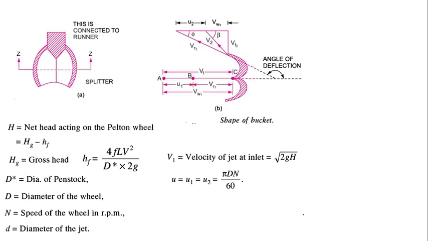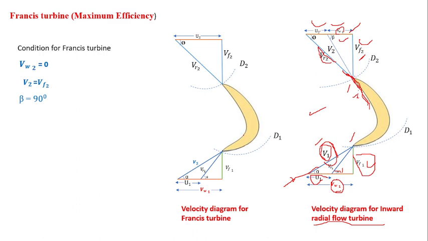But in case of the Francis turbine, the outlet velocity is at 90 degrees to the turbine blade. So Vf2 will be there, V2 is there, U2 will be there, the remaining two are 0. Whereas Vw2 is 0, V2 is equal to Vf2, beta is equal to 90 degrees.